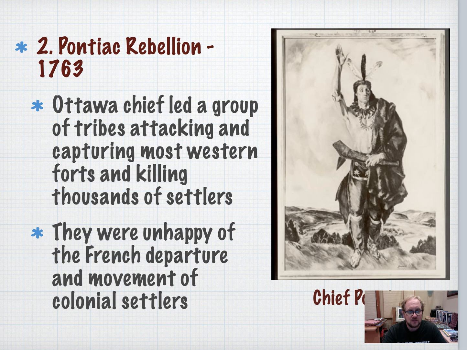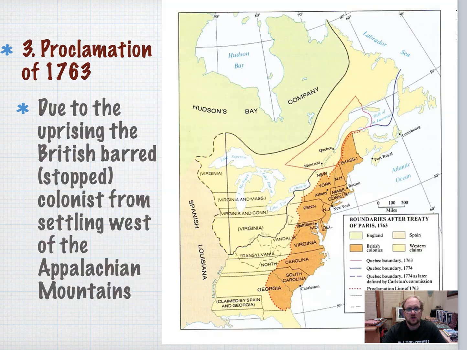So here's where the first signs of major British parliamentary change are going to happen. Because of this huge cost to protect these Western forts and Western lands, the British are going to pass something called the Proclamation Act of 1763. There were a couple other acts we'll get to in the next lecture that happened before this, but this was really the trigger that started the change.